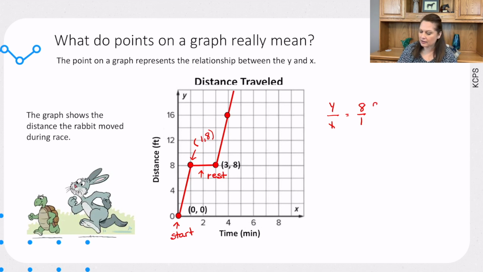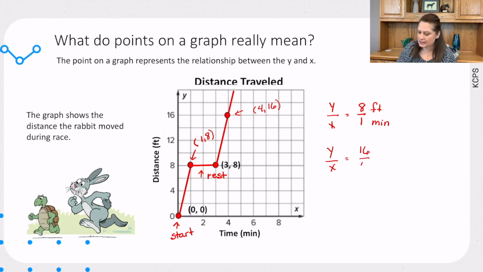So the hare is traveling, remember I'm using my units, not distance and time. The hare is traveling 8 feet per minute. And if we go back, the tortoise is traveling 4 feet per minute. So the hare is actually twice as fast as the tortoise, as we would expect. But then between 1 and 3 minutes, the hare is at rest, and then he takes off again. And you'll notice here, our ordered pair would be 4, 16.